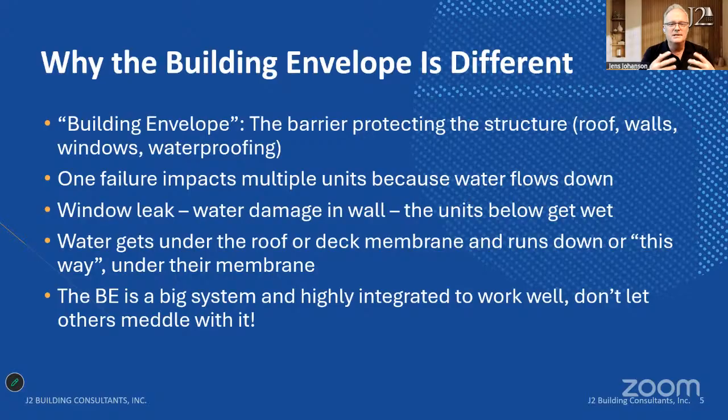And so building envelope, why is it different? The building envelope is your roof, your walls, and the whole thing that separates the exterior from the interior, keeps the interior things like heating and cooling inside, keeps the weather from the outside. And so it's this barrier, and it's integrated really well. And so one failure impacts multiple units because water flows downhill, down from 3 stories, 2 stories, first floor.